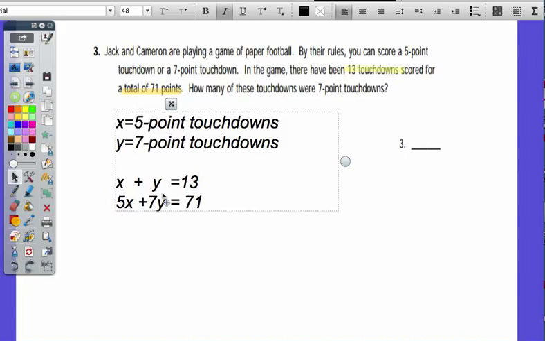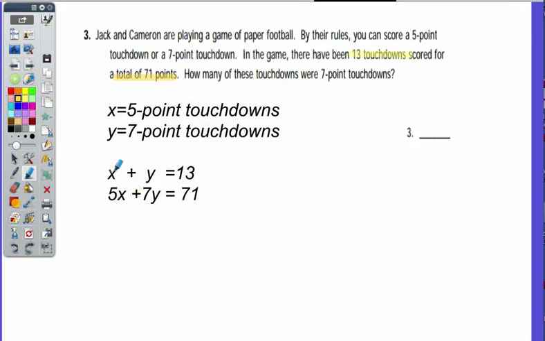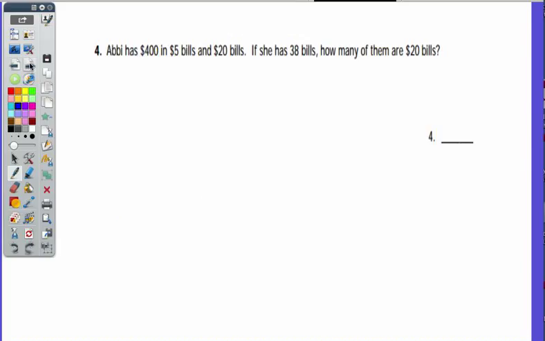Now, how many of these were 7? So I want to end up with a Y, so that means I need to get rid of these X's right here. So I have to ask myself, what do I need to multiply this top equation by to get rid of the X's? And that's a negative 5. Okay. Then you're going to distribute, add down, and get rid of the Y's.